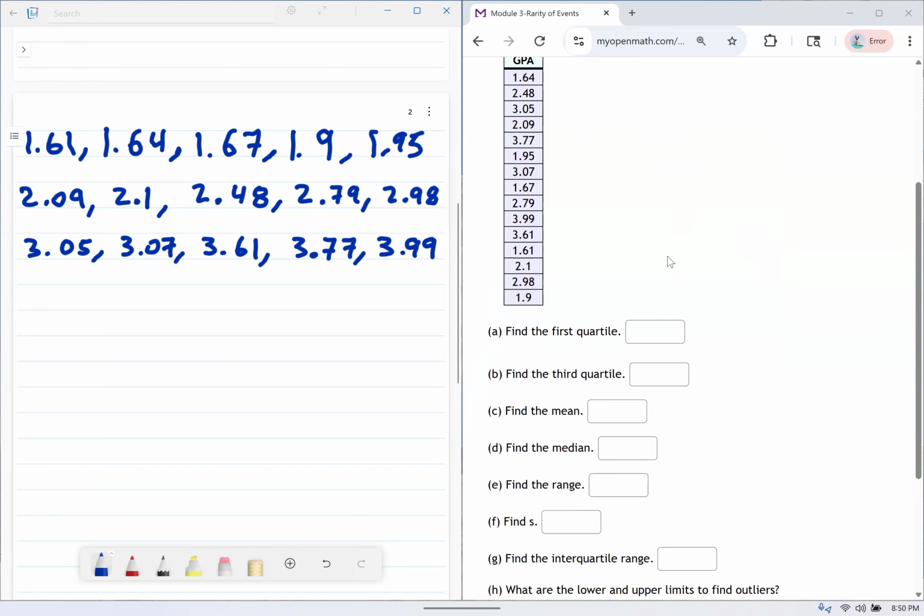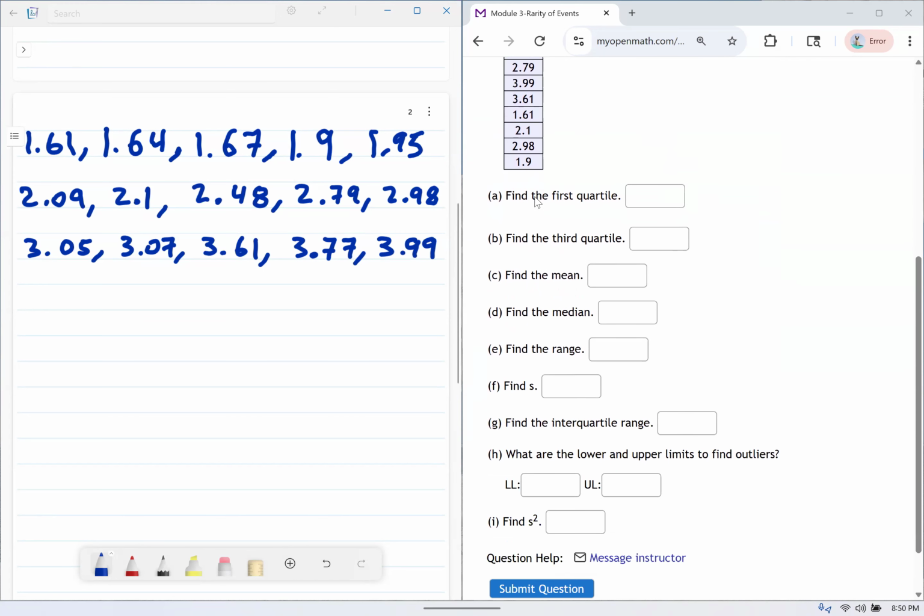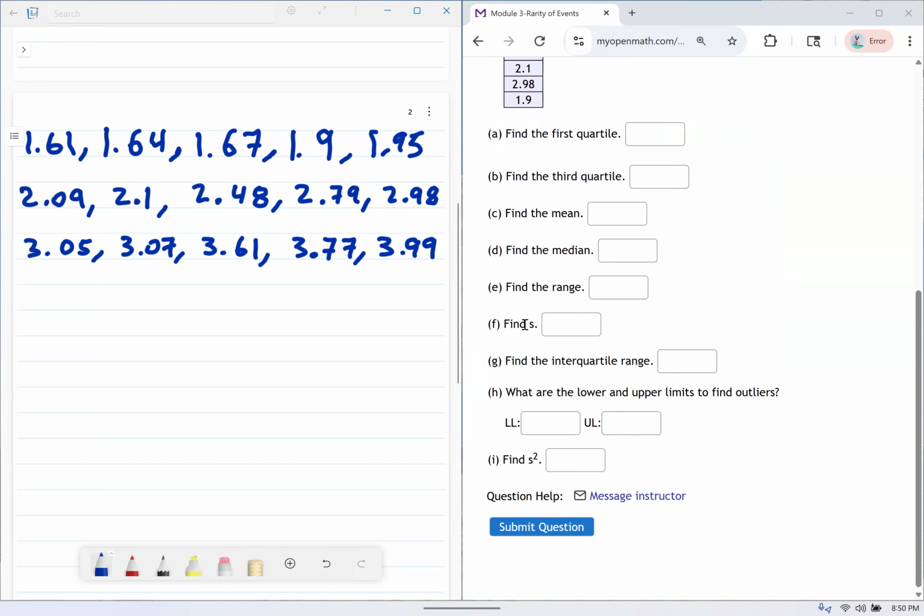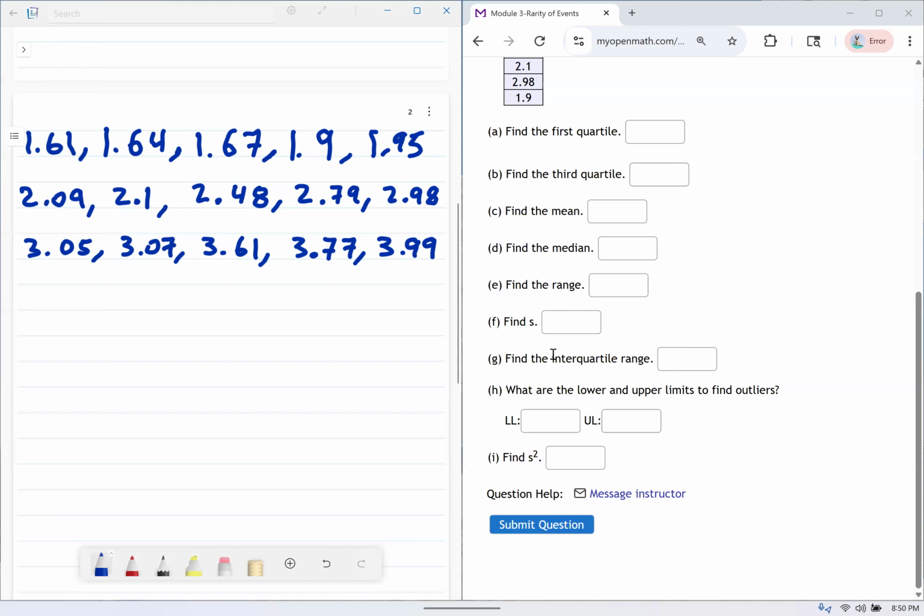I'm also going to do an overview of the questions. It's asking me for the first quartile, the third quartile, the mean, median, range, S, that's the standard deviation, the interquartile range, the IQR, the lower and upper limits, or the lower and upper fences, to find outliers, and S squared, or the variance. Now I'm going to do everything related to position first.